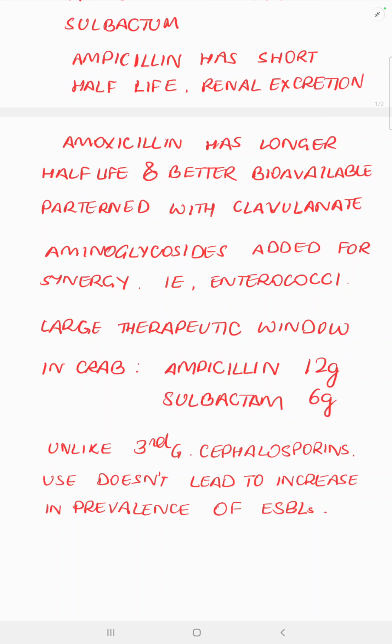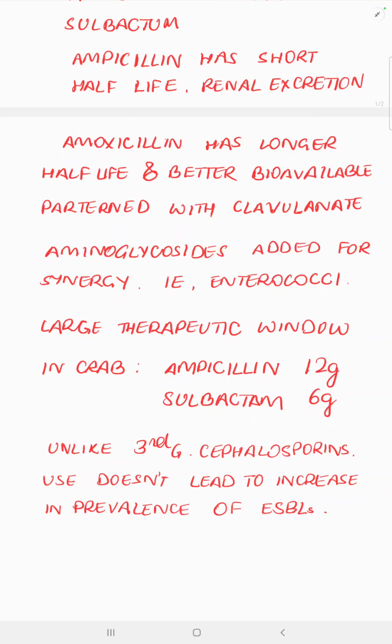Historically, aminoglycosides have been added for synergy. They act on the protein synthesis pathways and these act on the cell wall, and this sequential involvement may have better results. We still use them for these indications, especially in infective endocarditis and in the treatment of enterococcal infection.